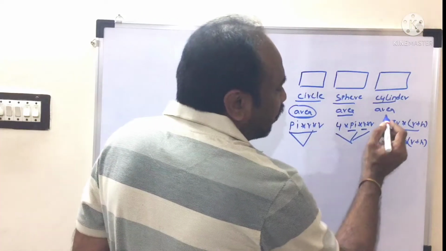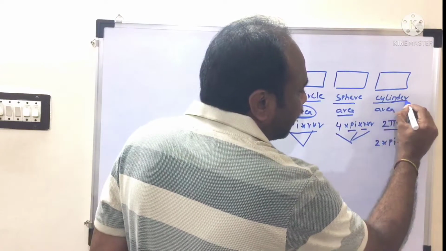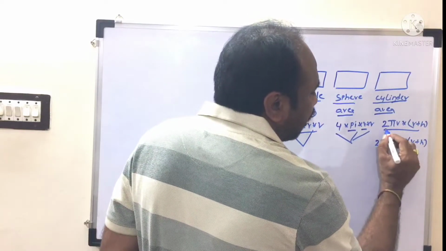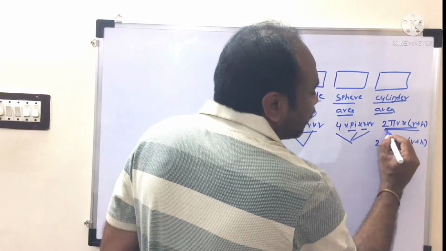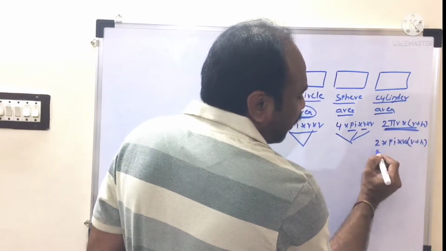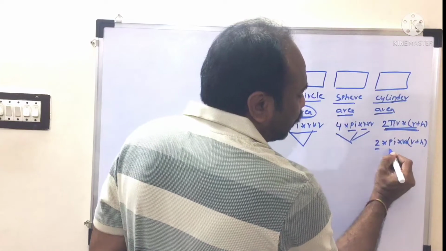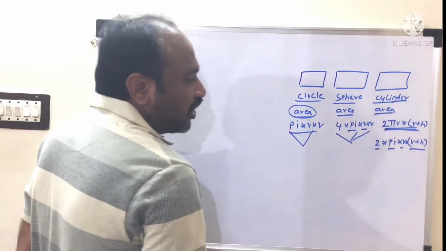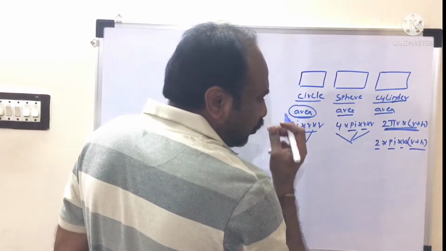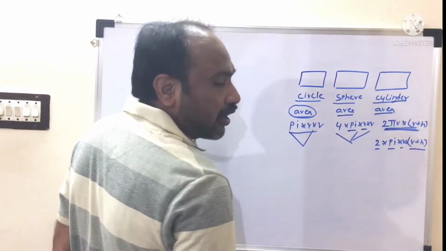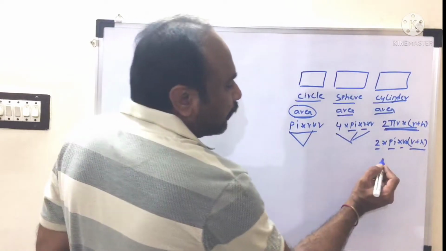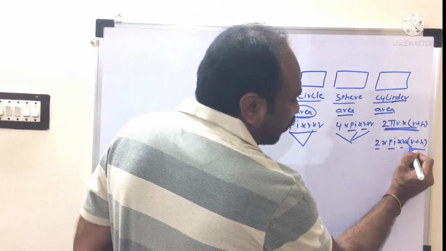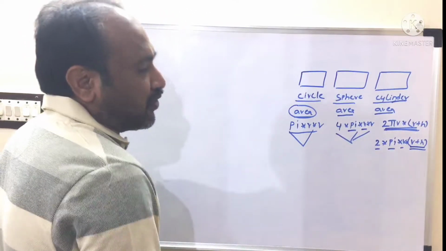In the same way, when I am going to work with cylinder, the formula for area of cylinder is 2 pi r into (r plus h). It is the mathematical representation. In computer science, you have to write 2 into pi into r plus h. Actually, the formula is 2 pi r square plus 2 pi r h. Okay, by taking 2 pi r as common, we get 2 pi r into (r plus h).